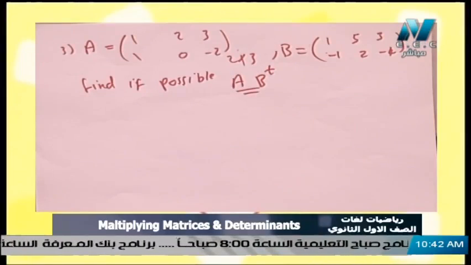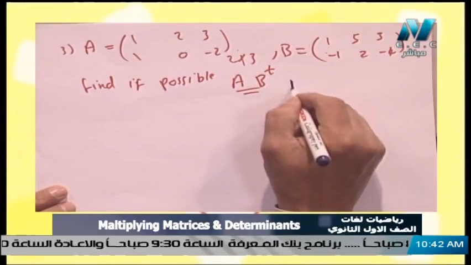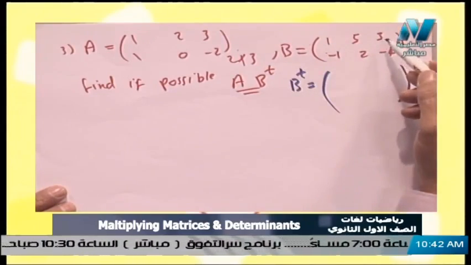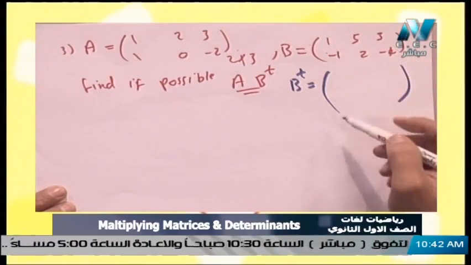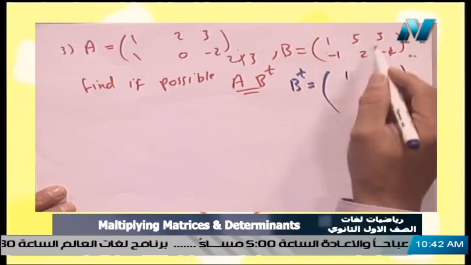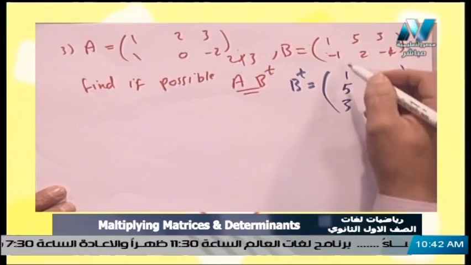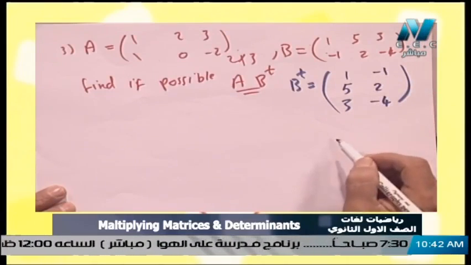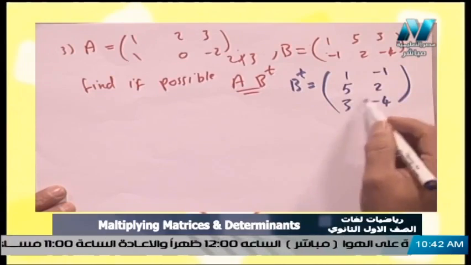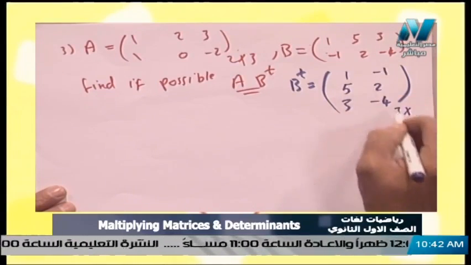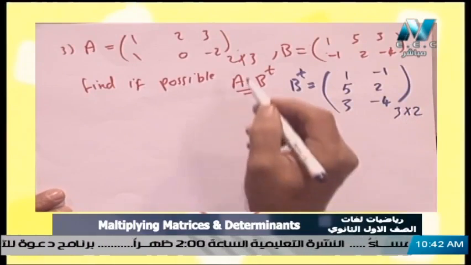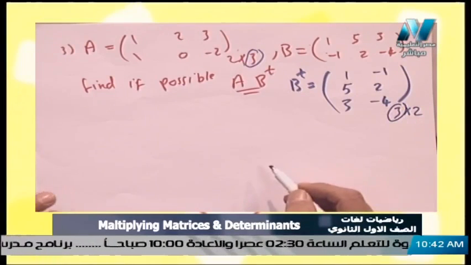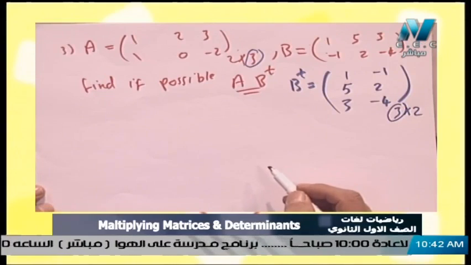Okay, we will find B transpose here. As you see, the row will be a column. The first row will be the first column, so we put it like that, 1, 5, 3. The second row will be the next column, negative 1, 2, and negative 4. And the order now is 3 rows by 2 columns. Here the number of columns equals the number of rows, so it's possible to multiply the matrices.